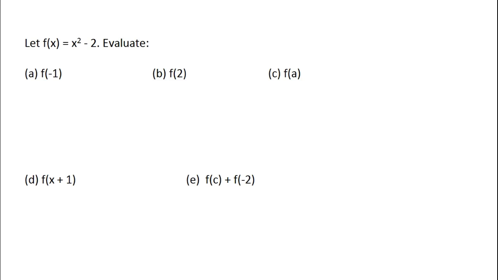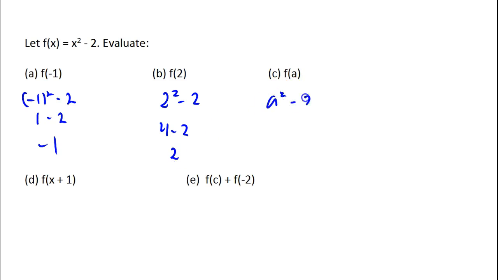So let's evaluate this function f of x equals x squared minus 2 for several different values of x. f of negative 1 will simply be negative 1 squared minus 2, which is 1 minus 2, which is negative 1. f of 2 is going to be 2 squared minus 2, which is 4 minus 2, which is 2. f of a is going to be a squared minus 2, and those aren't similar terms, so I leave it at that.